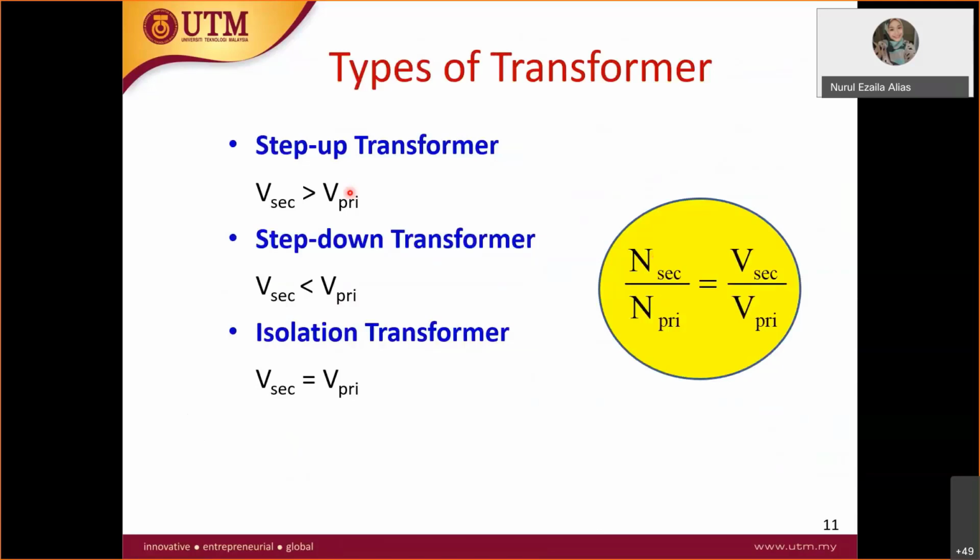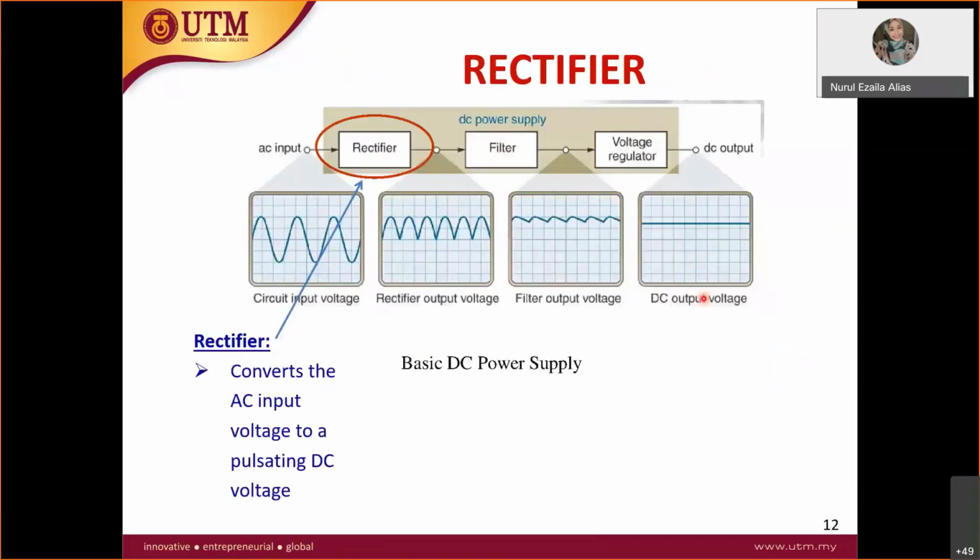This is the formula. I think you are all familiar with this. N is the number of coils, if you still remember. So V secondary over V primary is actually the voltage of the input and output of the transformer. Primary means the left side, secondary means the right side of the transformer. This is how it looks from the oscilloscope view.